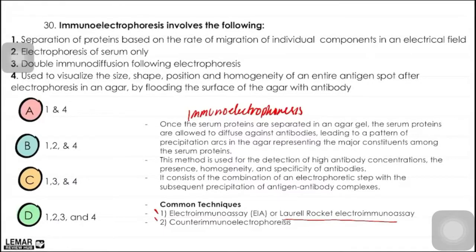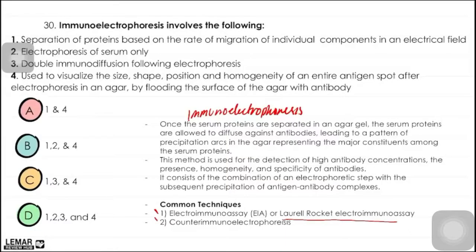We have the counter-immunoelectrophoresis. Counter-immunoelectrophoresis is sometimes called counter-current or crossed-over immunoelectrophoresis. This is done in an agarose gel of high electroendosmotic flow. So antigens are electrophoretically moving towards the uncharged antibodies. This movement is carried by the electroendosmotic flow in a countercurrent, producing precipitin arcs.